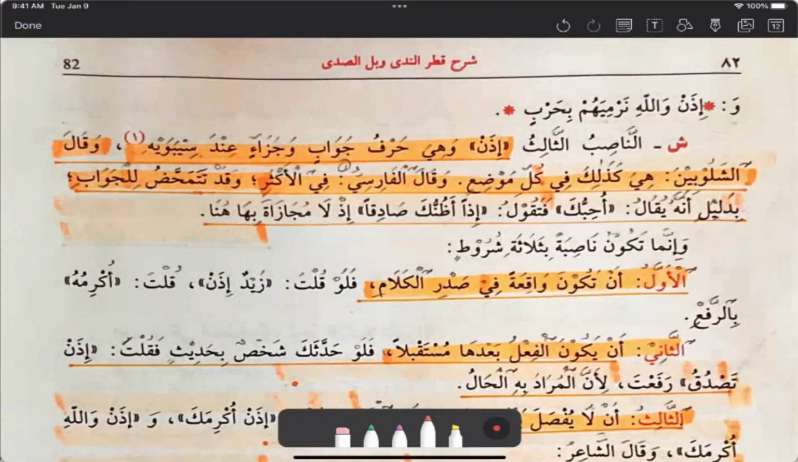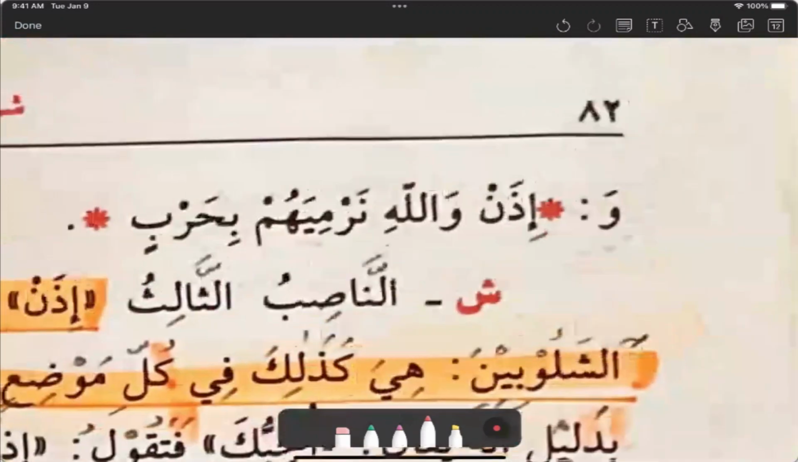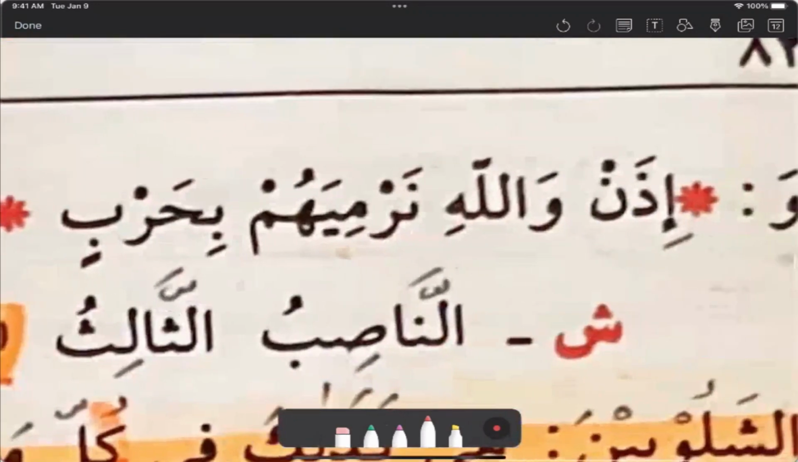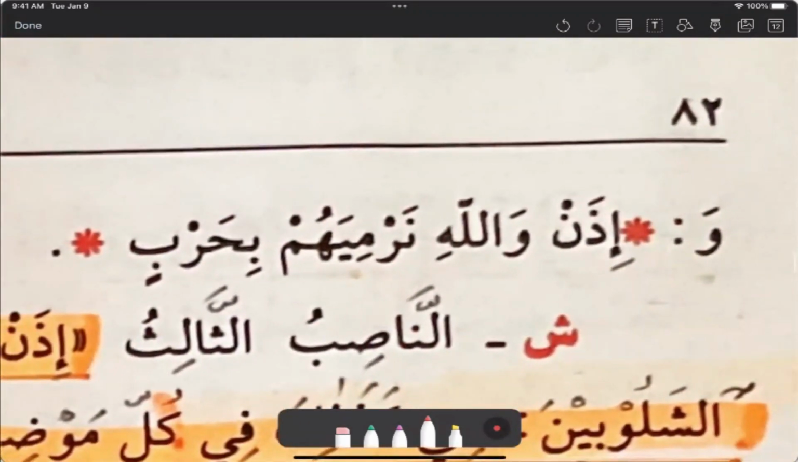وَإِذًا وَاللَّهِ نَرْمِيَهُمْ بِحَرْبٍ. He gave an example. Like, even, then, wallahi, by God, narmiyahum biharb, we shall throw them into war. So narmiyahum, fi'l mudari' mansoob. What made it mansoob? Even.